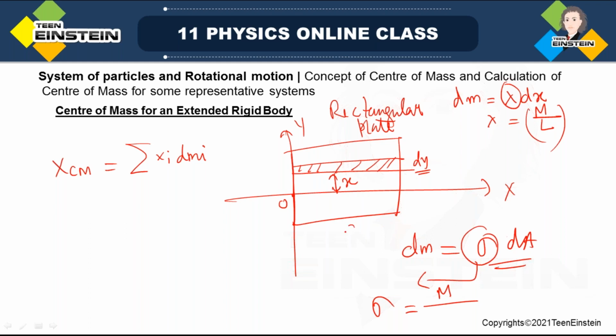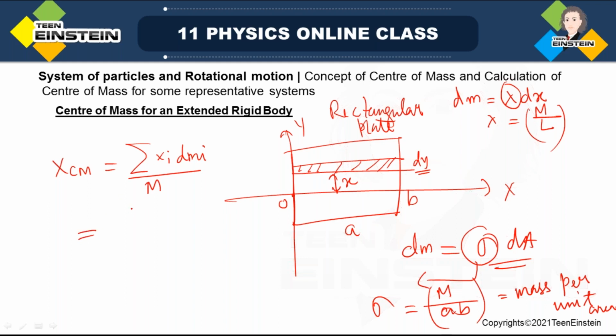Suppose the length is A and the breadth is B. So A into B will be the area of the rectangle, right? So this will give you the mass of this rectangle. This is sigma, mass per unit area. This is called surface mass density, mass per unit area. Okay, so you have to write here divided by capital M.